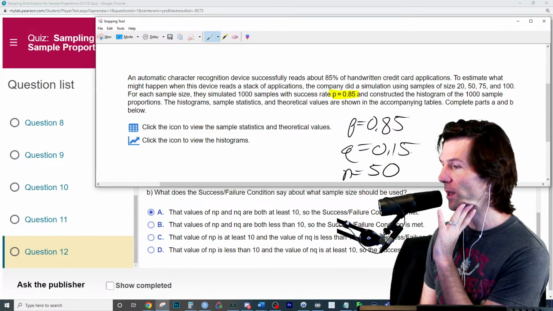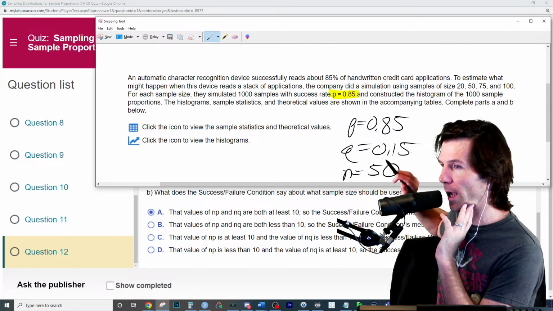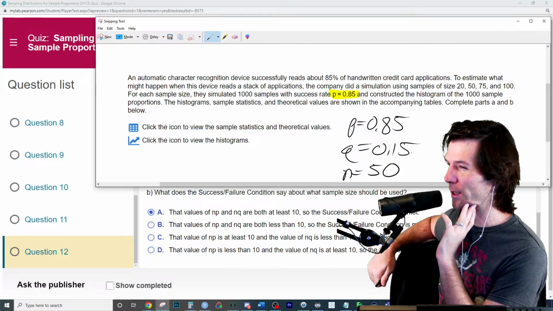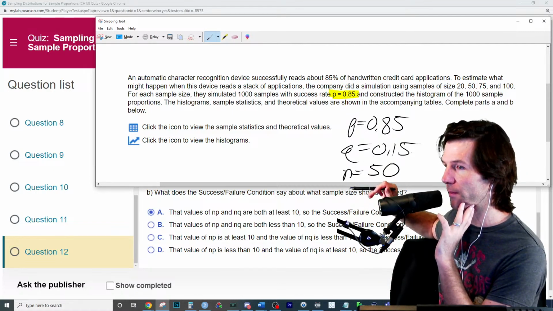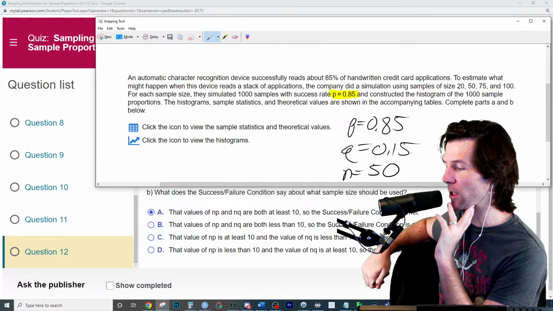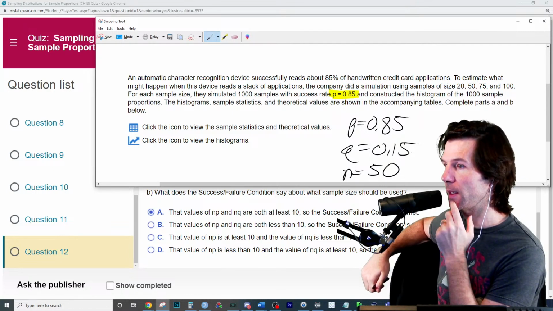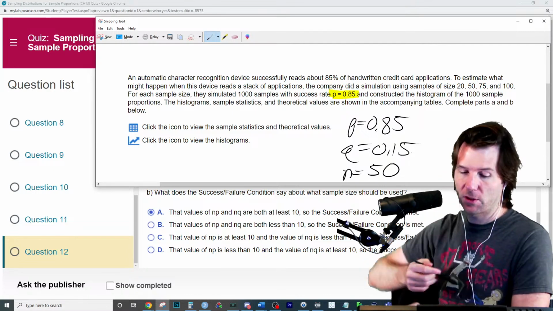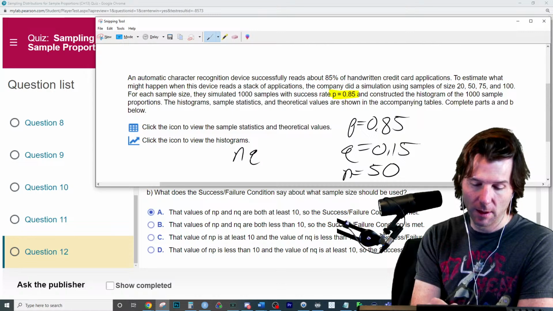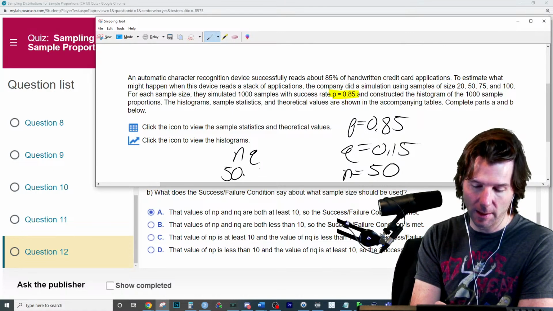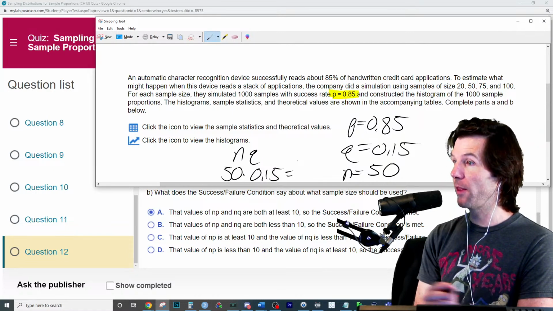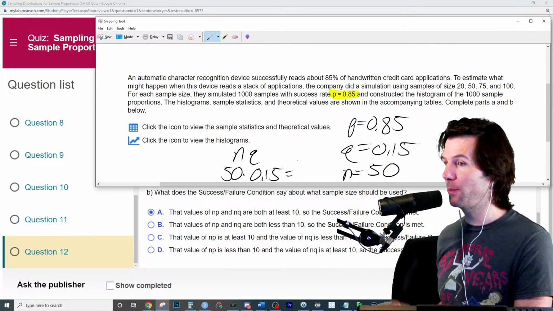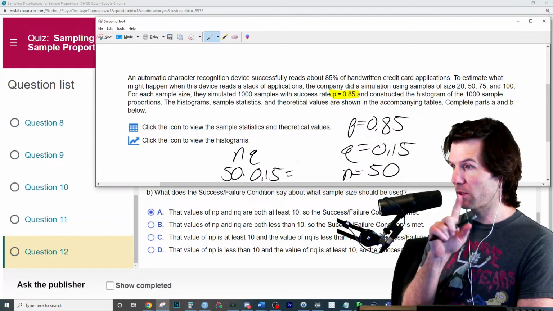What would NQ be if we use 50? If they're going for that, then NQ is going to fail. What would NQ be with 50? You just take right here, you write NQ, and that's going to be 50 times 0.15. And that equals to what? Oh, that's NP. That's NP, which passes. NP does pass. So NP, there's at least 10.